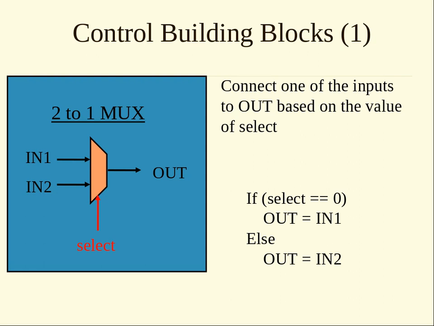All right, so how do we build these control blocks? Well, first you need to have a multiplexer. You connect one of the inputs to out based on the selection. It's basically implementing this C code. If select is 0, out is in 1, else out is in 2.